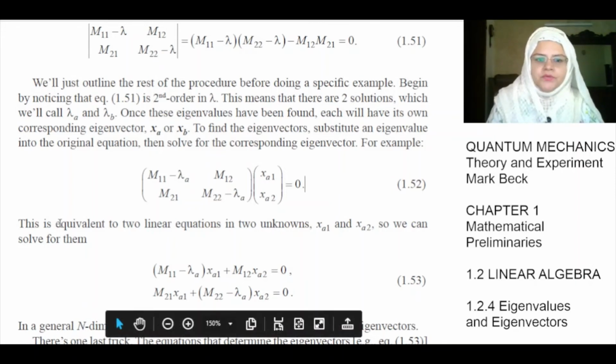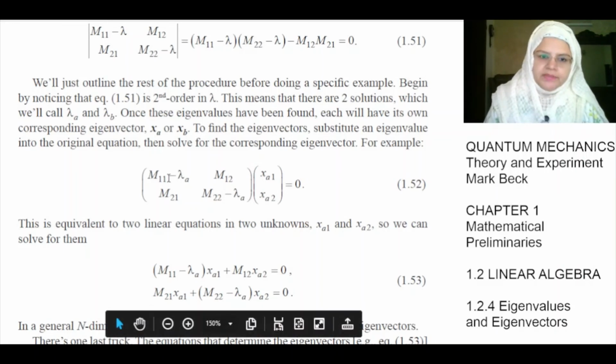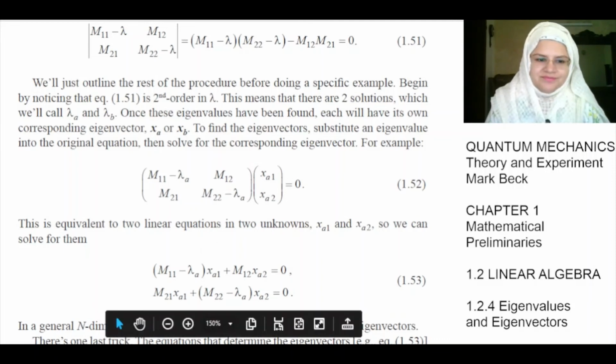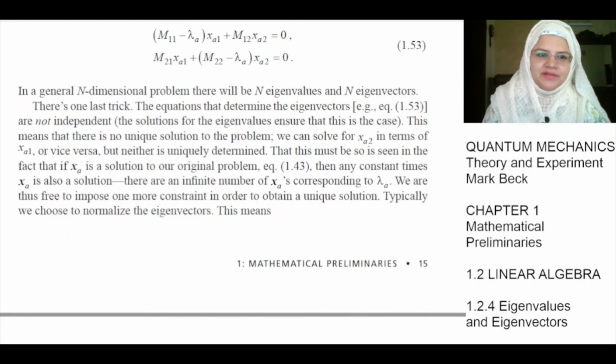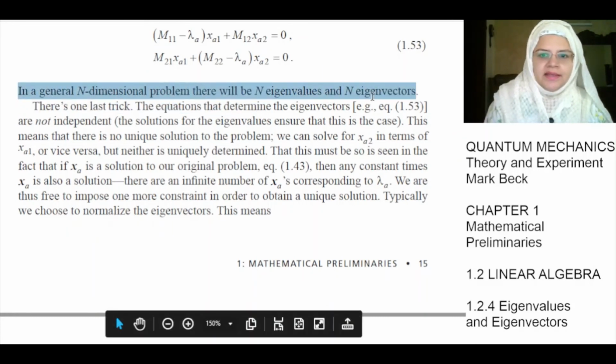This is equivalent to two linear equations in two unknowns, xa1 and xa2. We can solve for them. We will carry out the multiplication of the matrix with the vector: (M11 minus lambda A) times xa1 plus M12 times xa2 is equal to 0. The other equation is M21 times xa1 plus (M22 minus lambda A) times xa2 is equal to 0. In general, in n-dimensional problems, there will be n eigenvalues and n eigenvectors.